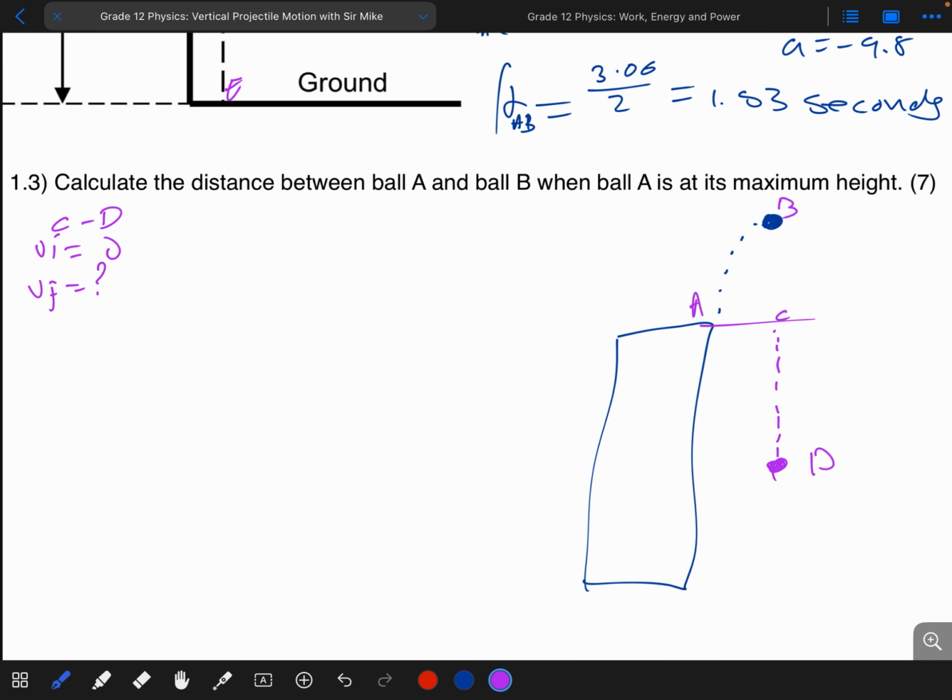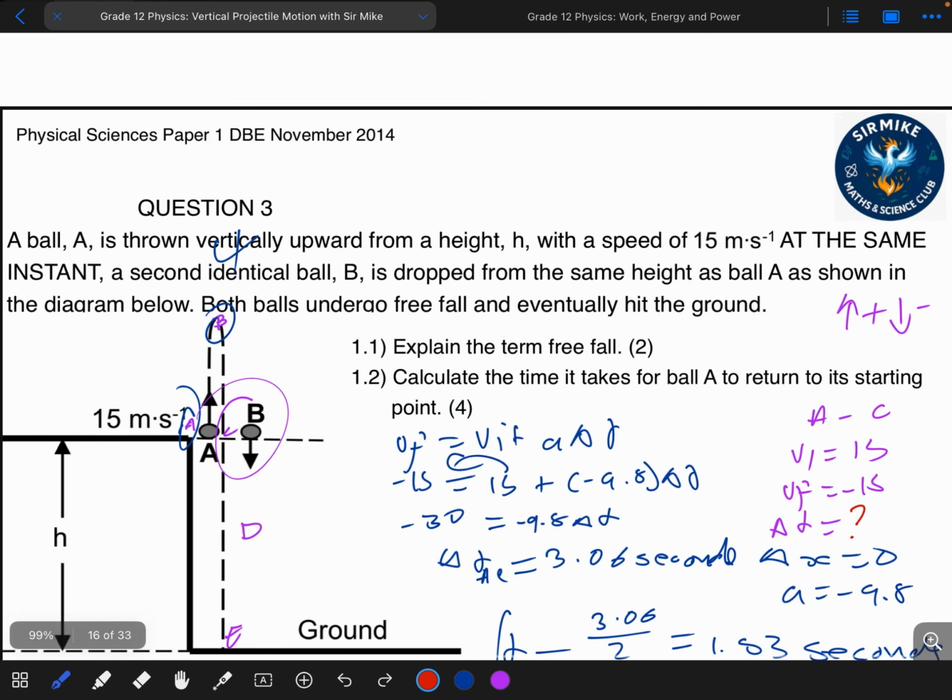For time we know that's 1.53, and the displacement is what we want. We want to know how far below the building that object was displaced. I don't know that, but our a would simply be equal to negative 9.8. Why? Because we chose downwards as negative, and we know that a is always downwards.